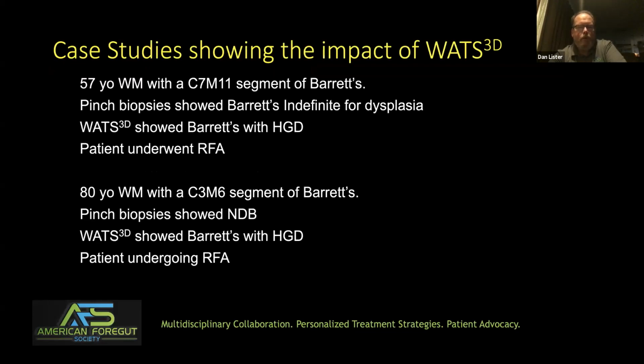In my patients showing the impact, I had a 57-year-old white male who had a C7 M11 segment of Barrett's. Pinch biopsies only showed indefinite for dysplasia, and he was sent to me for ablation. We did a Watts on him, which showed high-grade dysplasia, and he underwent RFA. Another 80-year-old gentleman with a C3 M6 segment, pinch biopsy showed non-dysplastic Barrett's. We did a Watts on him, and it showed high-grade dysplasia, and he is currently undergoing radiofrequency ablation.